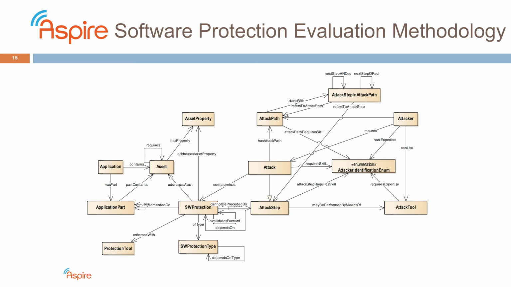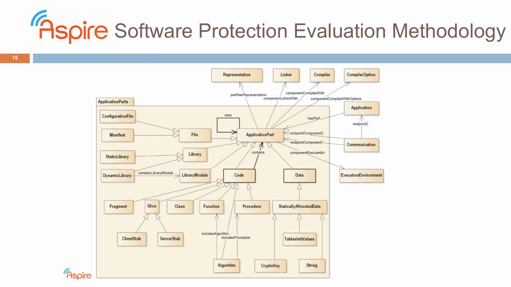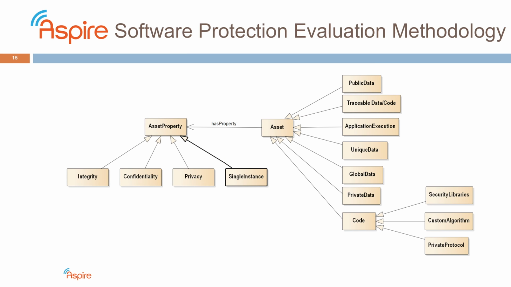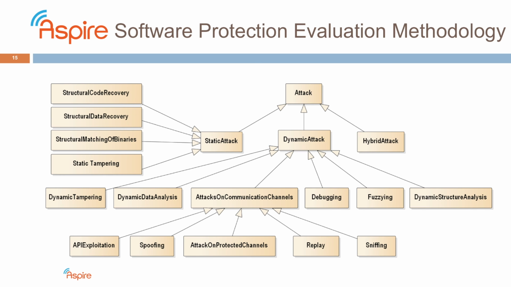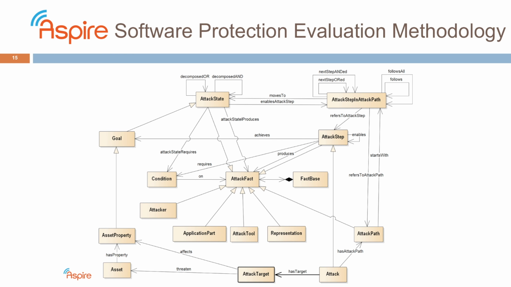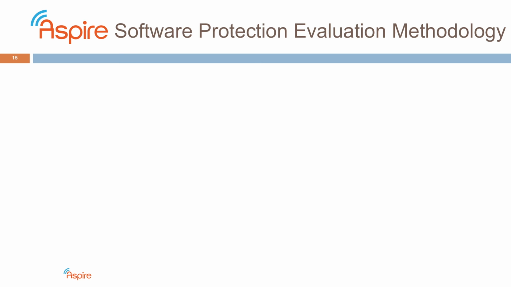In this model, we formalize all relevant aspects for reasoning about the strength of protections, given some assets and security requirements and possible attacks on those assets. We have numerous models, for example, to model all relevant parts of applications, to model the properties of assets, to model the impact that protections have on the application and on metrics related to software protection. We also have models for all attack steps and models that formalize how different attack steps can be combined into attack paths. With these models, we can start to reason about attacks.